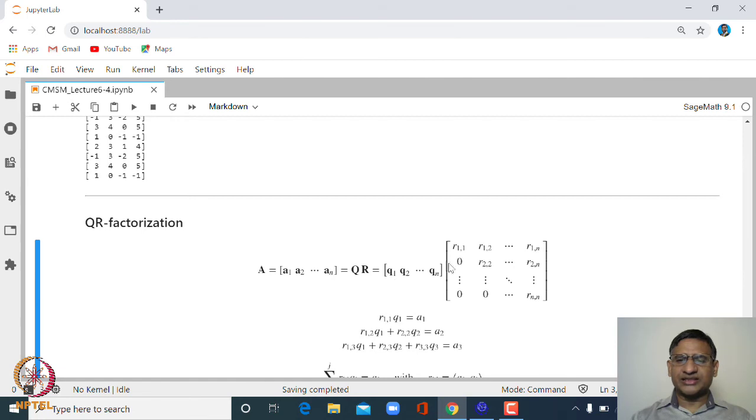Similarly, multiply by the second column, and what we will get is R12 times Q1 plus R22 times Q2 is equal to A2. Since Q1, Q2 are orthogonal, if you take the inner product of both sides with Q1, you will get the value of R12, and that will be the inner product of A2 with Q1. Similarly, if I take the inner product of this whole thing with Q2, then this will vanish, and we will get R22. And you can continue this process.